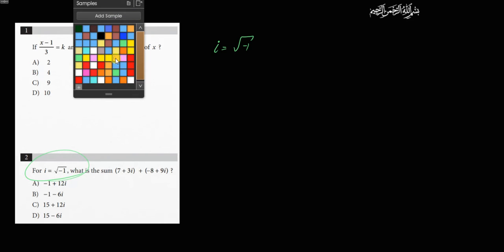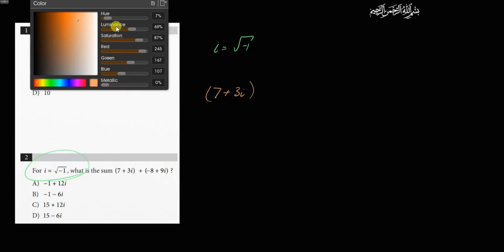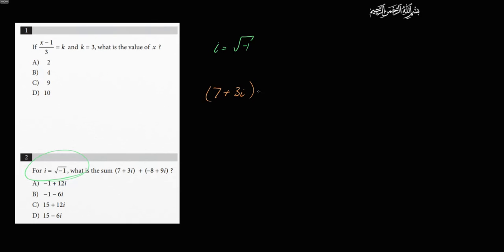Now question number 2 says I is equal to the square root of negative 1. Of course, I is an imaginary number, and that's the definition of I. I is the square root of negative 1. And then it asks, if I is the square root of negative 1, then what is this? In other words, simplify this thing. The way you simplify, 7 plus 3i, that's that, and then you want to add that to negative 8 plus 9i.